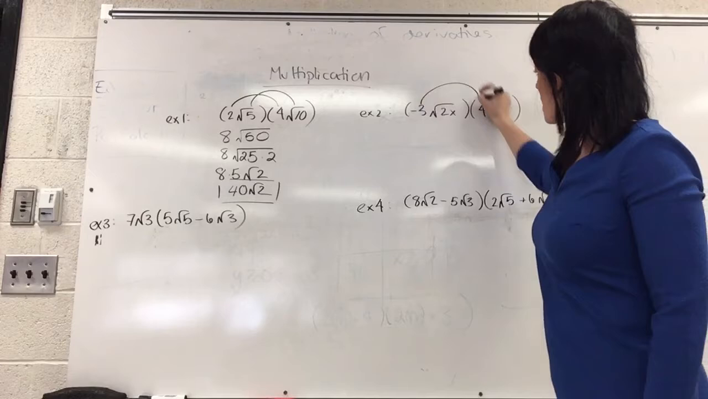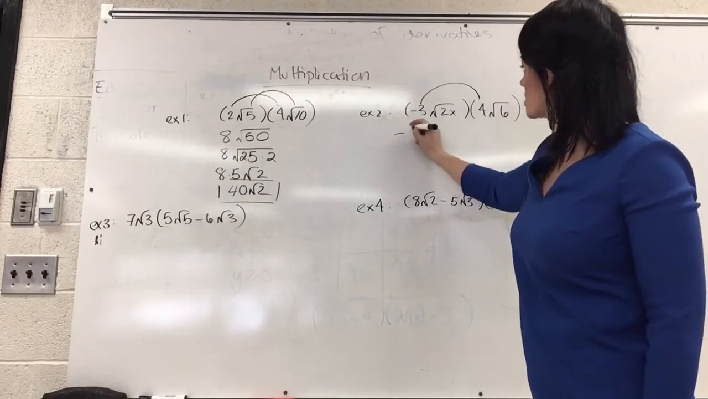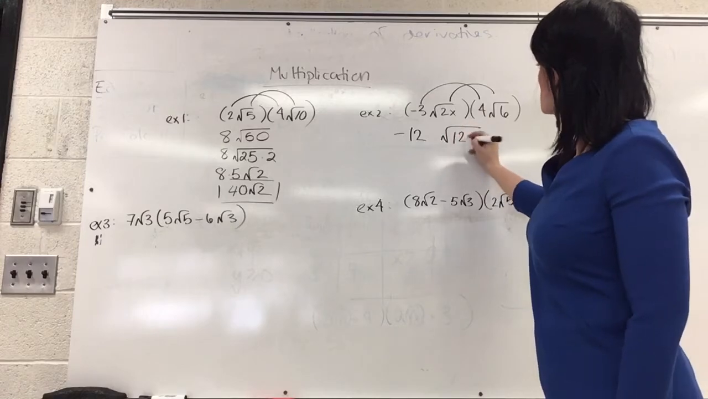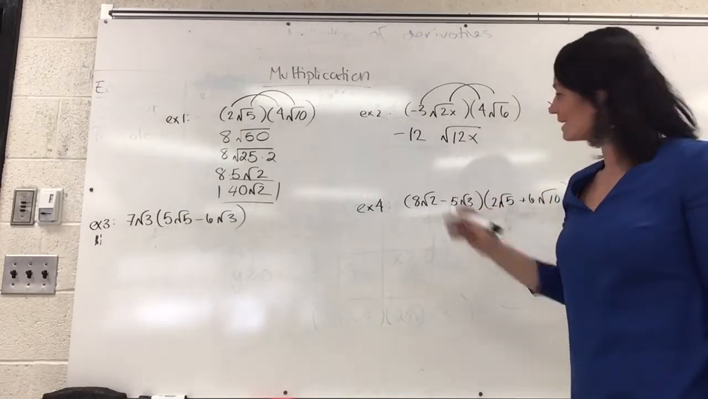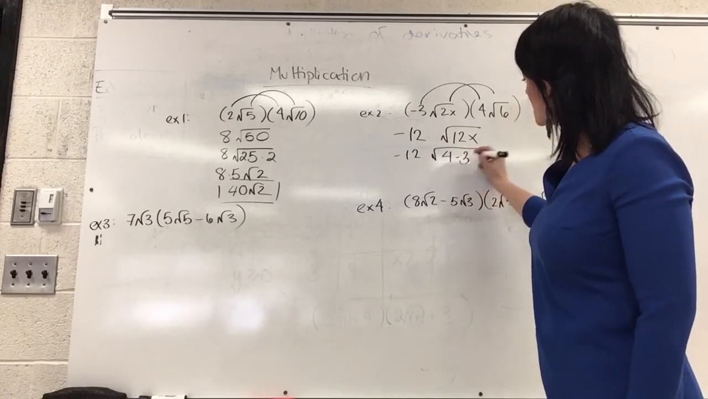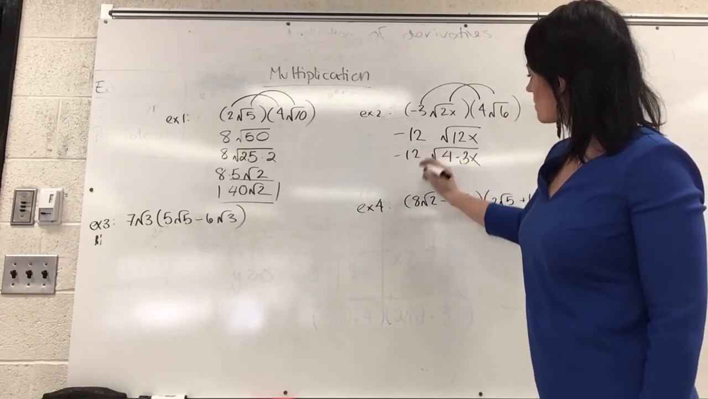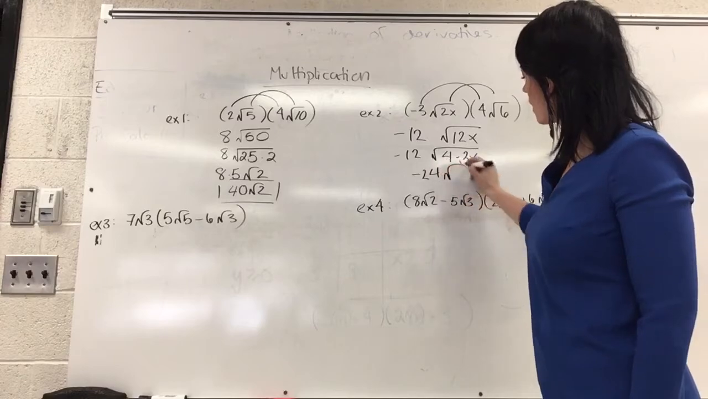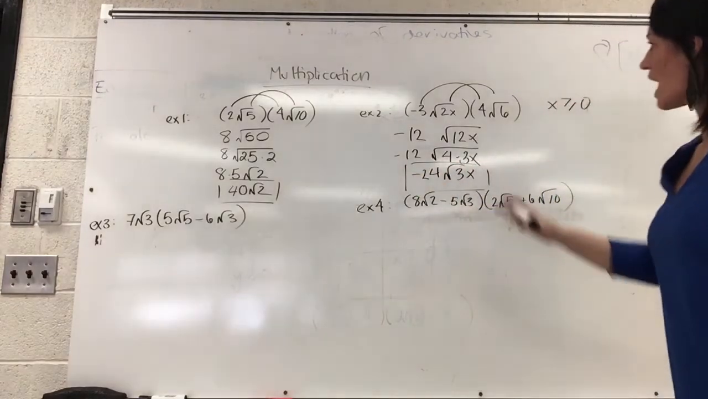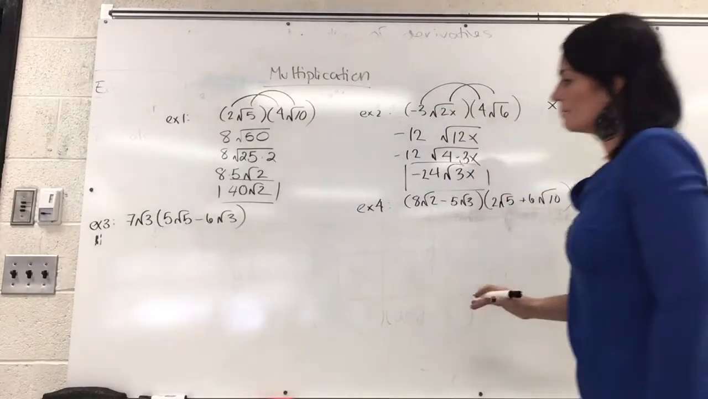So then again, I just multiply coefficient by coefficient, so minus 12, radical by radical. So this is going to be 12x inside. The 12 can be broken down like 4 times 3x. Bring the 4 outside, it's going to be a 2. So minus 24 root 3x. So that's how I multiply when I just have radicals with radicals, okay?